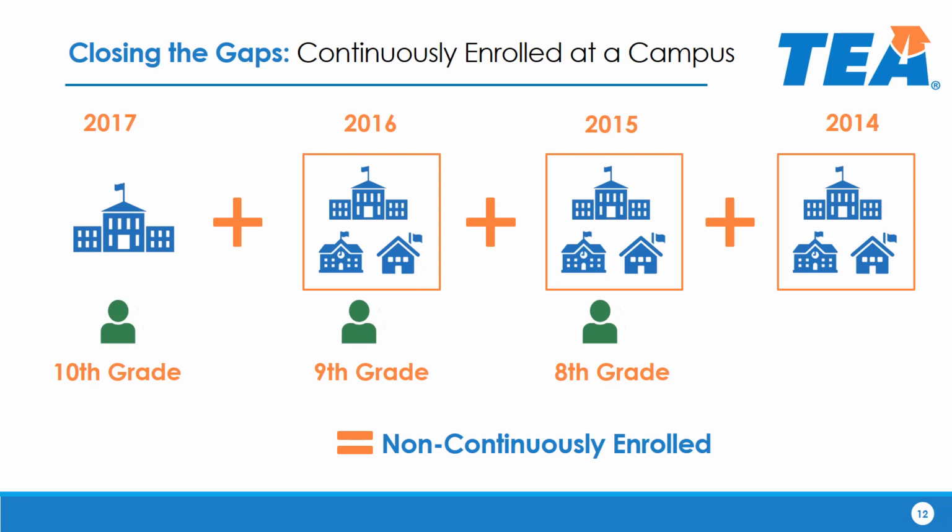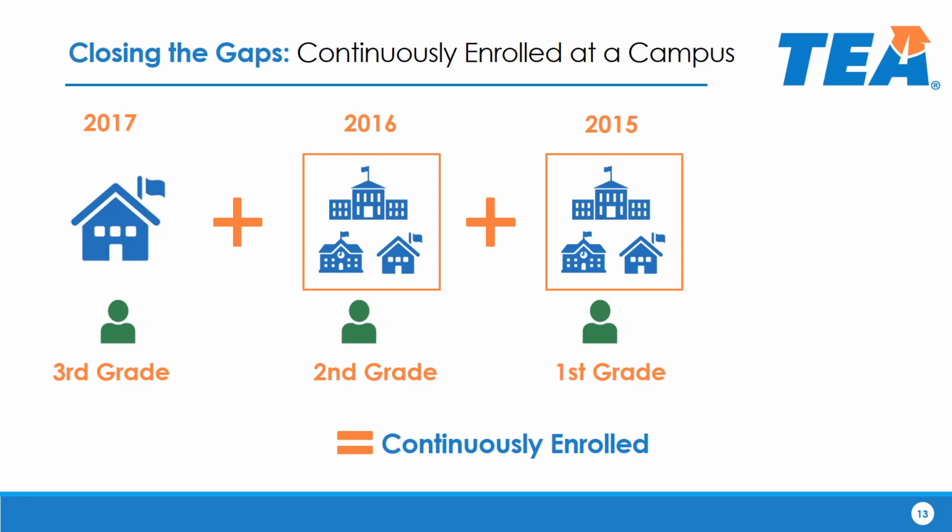Still looking at continuous enrollment at the campus level, reading from left to right, on the snapshot date in 2017, the student was on the campus. In 2016, the student was in the district. In 2015, the student was in the district. In 2014, the student was not in the district. Therefore, this student is considered non-continuously enrolled.